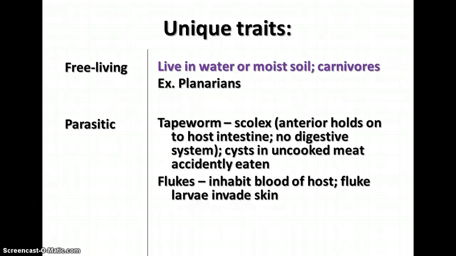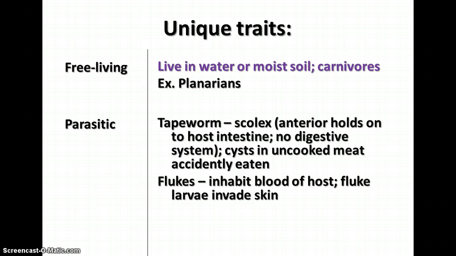There are free-living platyhelminthes and parasitic ones. The free-living ones live in water or moist soil, and they're carnivores. They eat various other kinds of things that live in the water. The example that we will talk about is the planarian we saw a video of. And the parasitic ones include tapeworms and flukes.